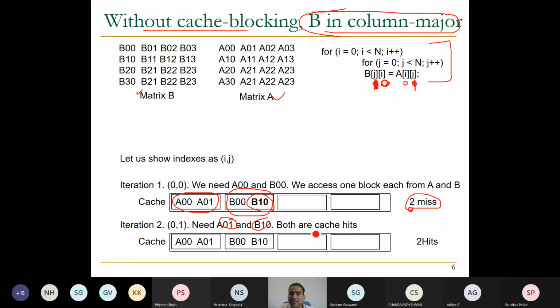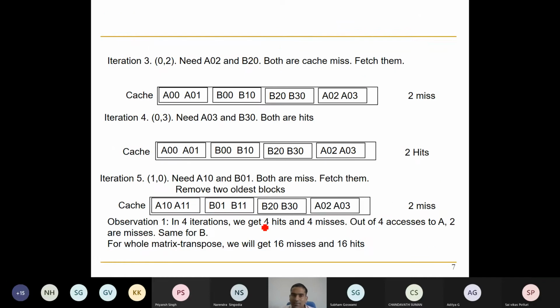See the cache, whether they are already stored in the cache. Yes, sir, they are. As you can see, A01 is already there. At the time of fetching A00, I also fetched A01, so that is already there. Similarly, at the time of fetching B00, I also fetched B10. That is also there. So both lead to cache hits. Accessing A01 and B10, both are cache hits. So 2 hits, right? We made 2 accesses, both of them hit.